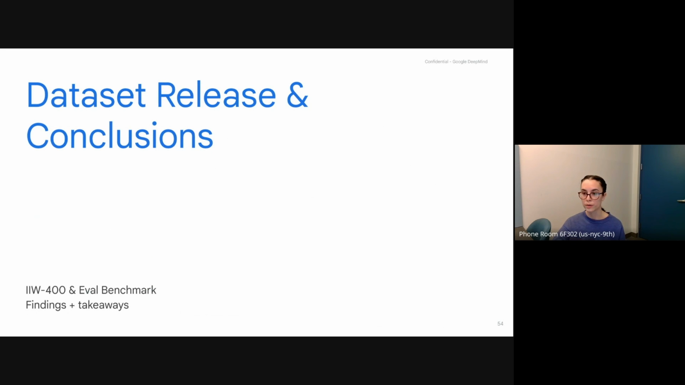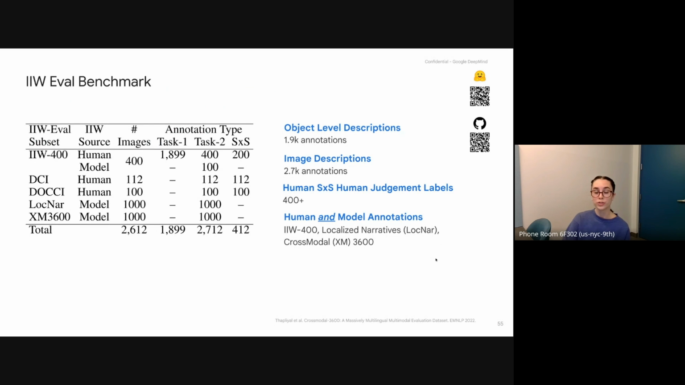Finally, we'll go over the data release that we share in open source and also have some concluding thoughts before taking questions. We open source what we call the IIW eval benchmark, and that consists of both ImageInWords 400 samples, as well as re-annotated DCI and Dochi images for fair apples to apples comparison. Those have been re-annotated with our full framework.